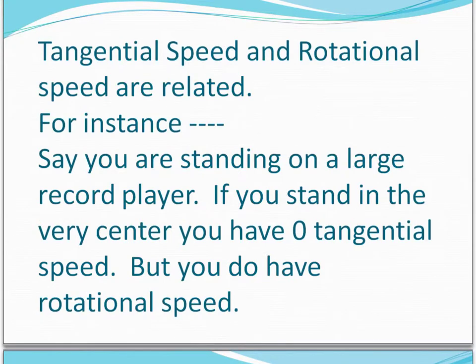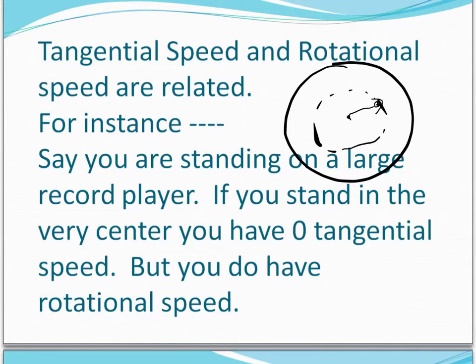For instance, say you're standing on a large record player. If you stand in the very center, you have 0 tangential speed, but you do have rotational speed, because in the very middle, you're just going to be sitting there spinning in a little circle. Let me draw a little circle here. So if you're in the very middle, you would just be spinning in a circle at that point. But the further out you went, now you're going to spin around the circle and have actual tangential speed. At this point here, no tangential speed. Here, tangential speed. Rotational speed here is equal to the rotational speed here.